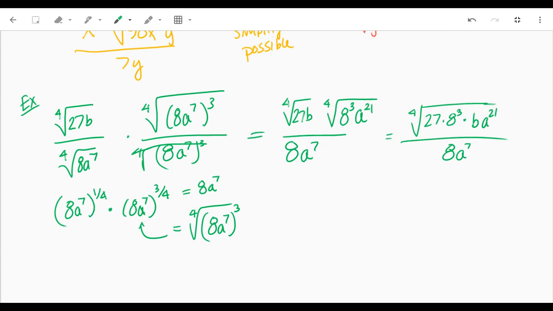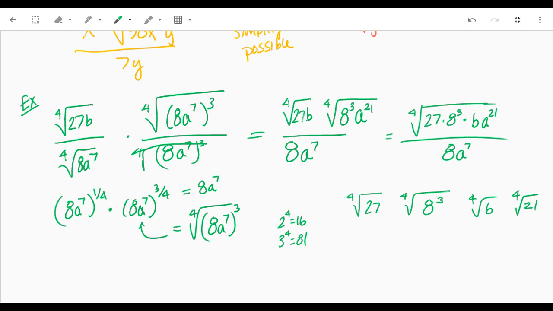Okay, let me just check before we move on. Now what we want to do here is get your fourth roots. So split up that numerator: I'm going to split it into the fourth root of 27 and then the fourth root of 8 cubed, and then we've got the fourth root of b and the fourth root of a to the 21. Fourth roots get kind of difficult. So 2 to the fourth is 16. 3 to the fourth is 81.